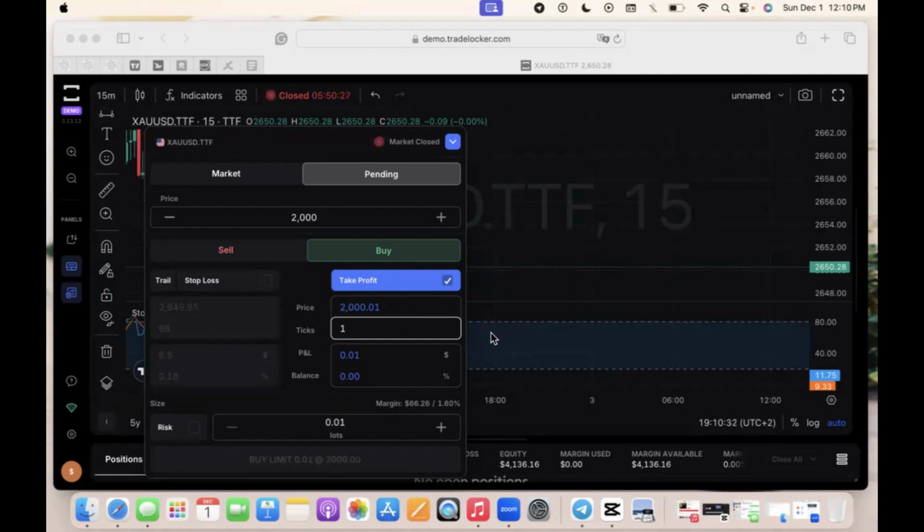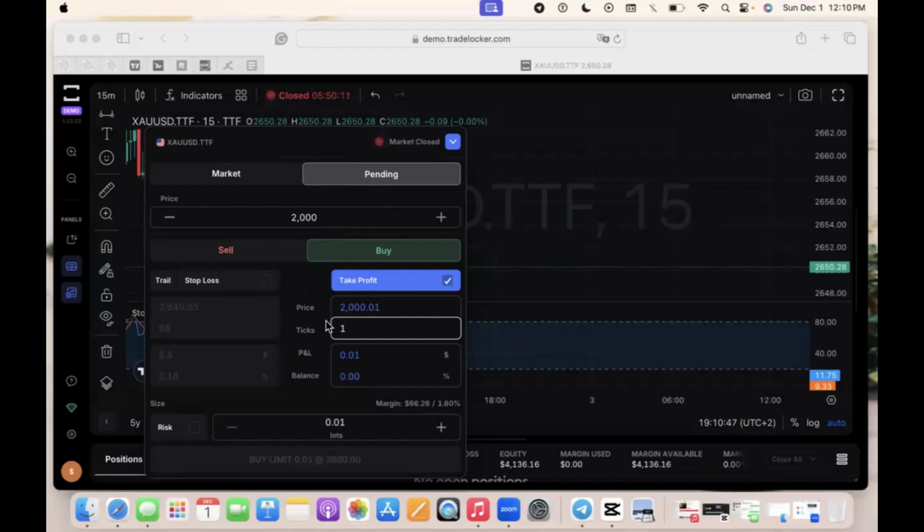So we're going to be on Trade Locker today, and right now I just have my trade panel open. I'm going to be using a flat number like 2000, just so as we move through the example, the numbers are pretty easy to follow.